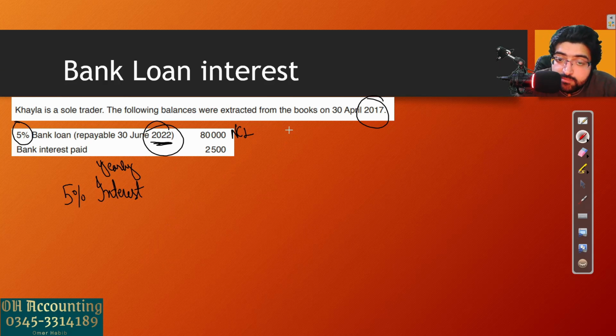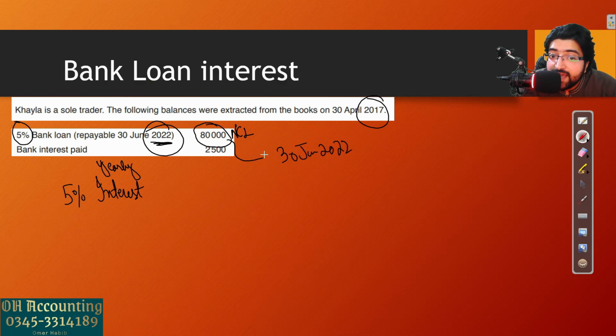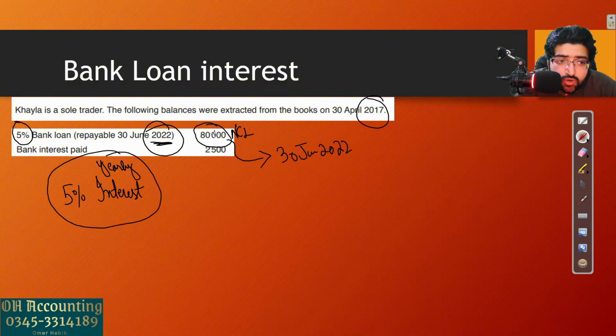When you take a loan from the bank, you have to pay yearly interest. This 80,000 you will pay as it is on 30th June 2022. You have to pay this entire amount as it is to the bank, but on top of that you have to pay a yearly interest of 5% on the amount you have taken from the bank. Why will a bank give you a loan? The only reason they give you a loan is to charge interest from you. They want to generate money. Okay? So if there is no interest, a bank might not be interested in giving you the loan.